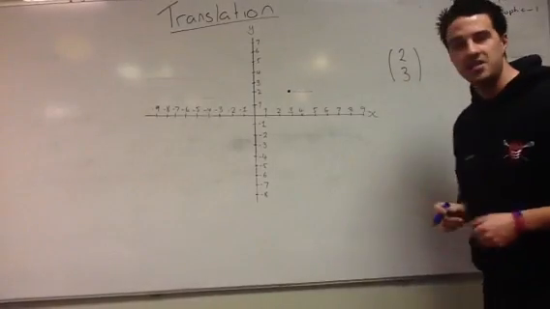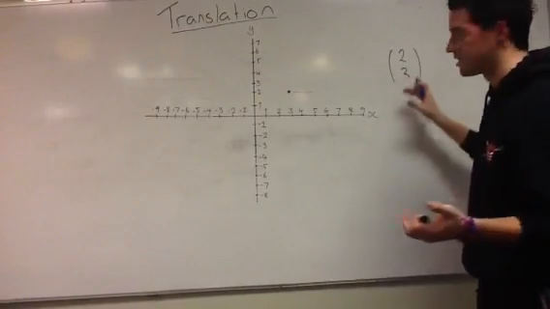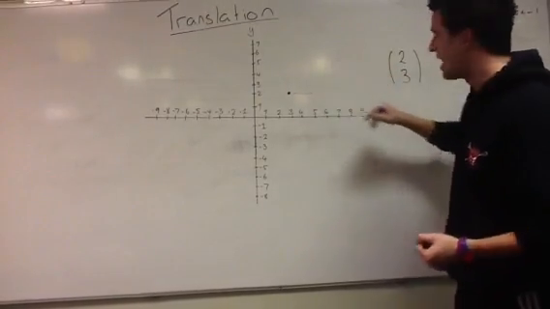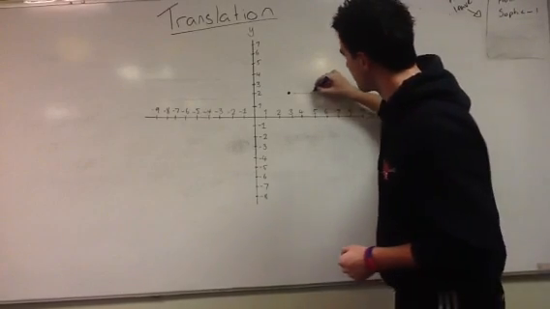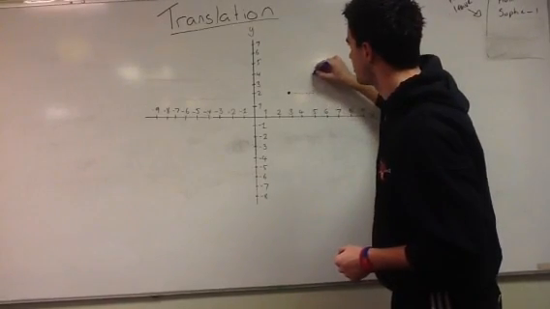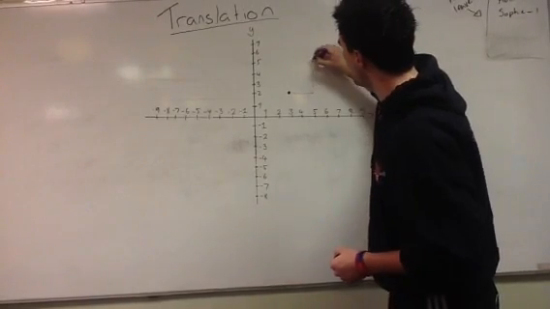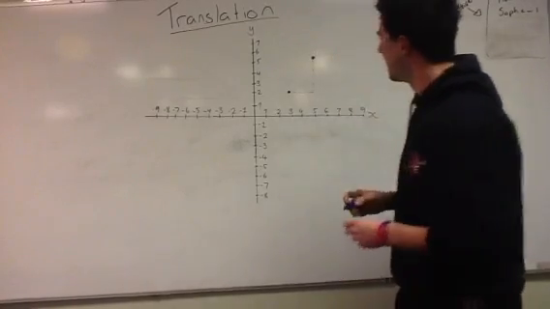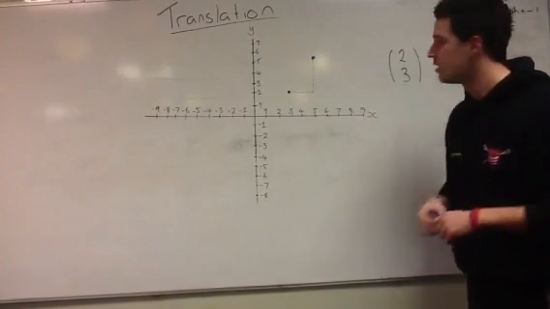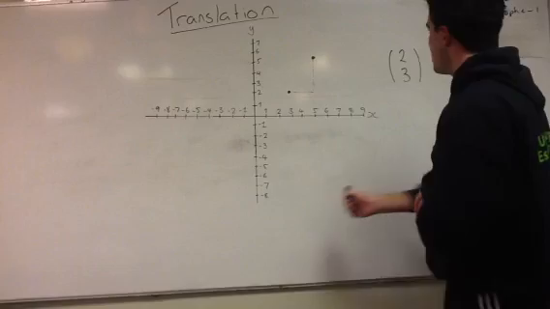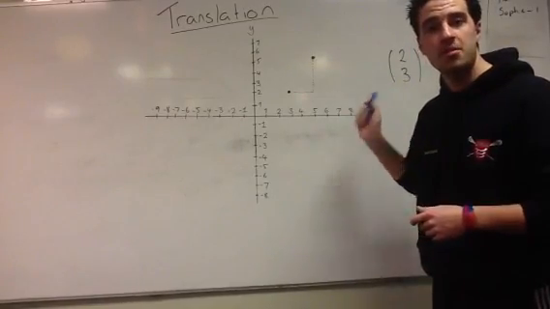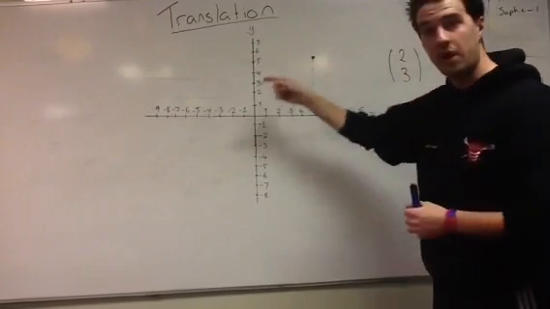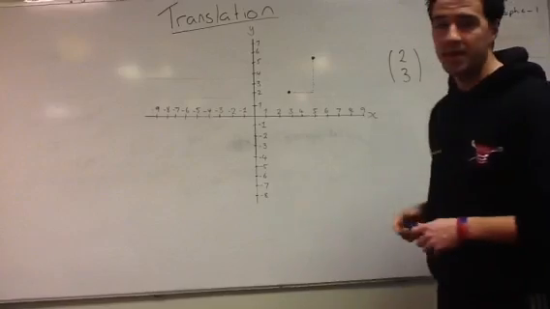And then I need to think about where I want to go up or down. Once again, it's a positive number, so I'm going to go up, and I'm going to go up 3. So that means I can go up here, 1, 2, 3. And my new point will now be here. So I've translated my point for a vector 2, 3. If either of these were a minus number, if it was minus at the top, I would go left, minus at the bottom, I would go down.